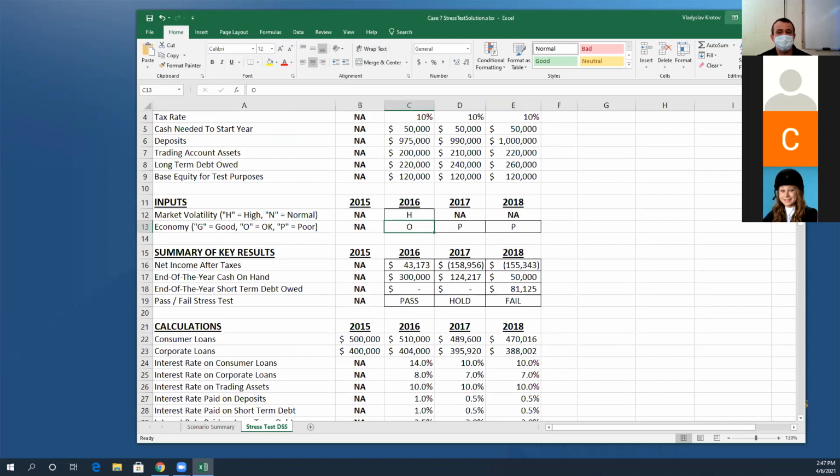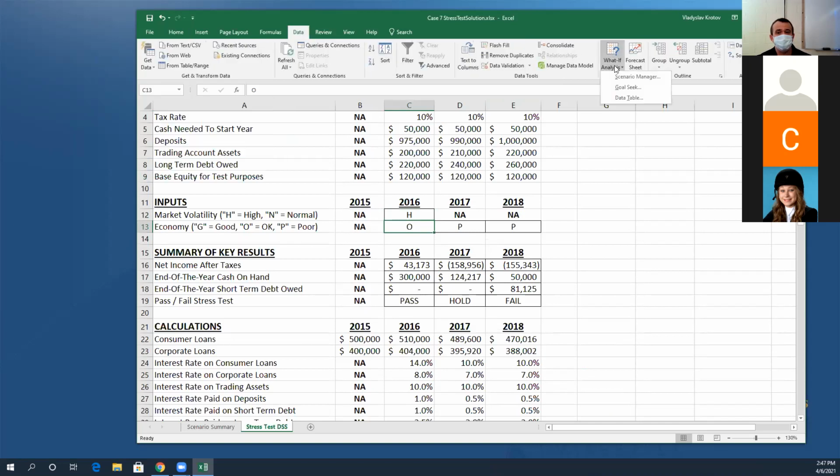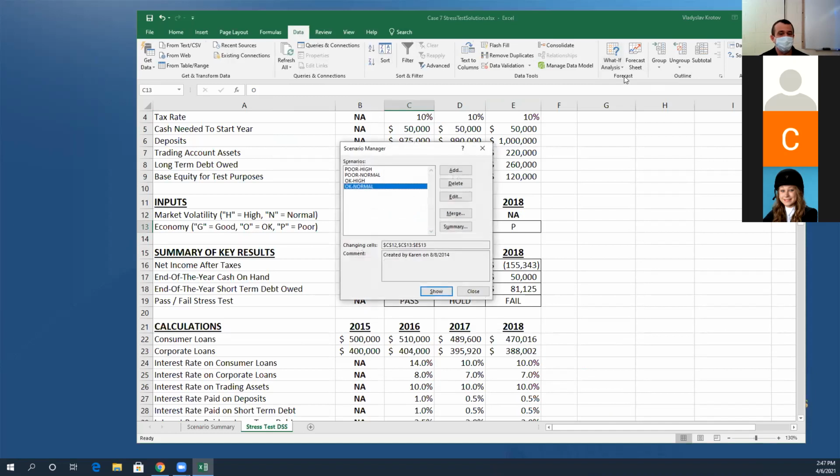As it turns out, there is a feature in Excel that allows you to automate your scenario summary. And you will find this feature here. Go to Data, please, and then select What-If Analysis. And then select Scenario Manager right here.